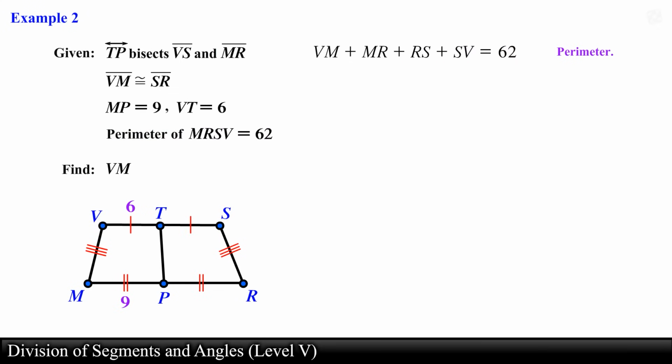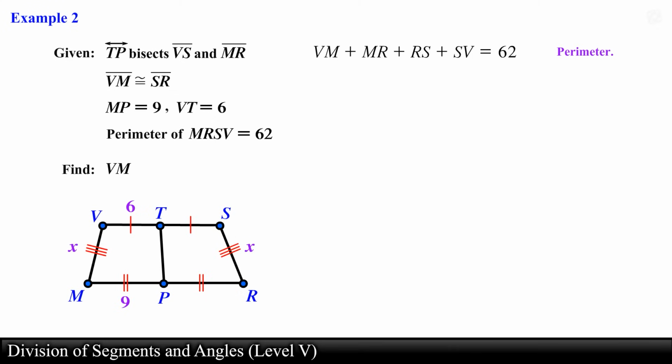Now let's figure out how we can determine the length of segment VM. We will start by assigning a variable to our unknown length. So let's label the length of segment VM with the variable x. Since segment SR is congruent to segment VM, we can also label this length with the variable x.